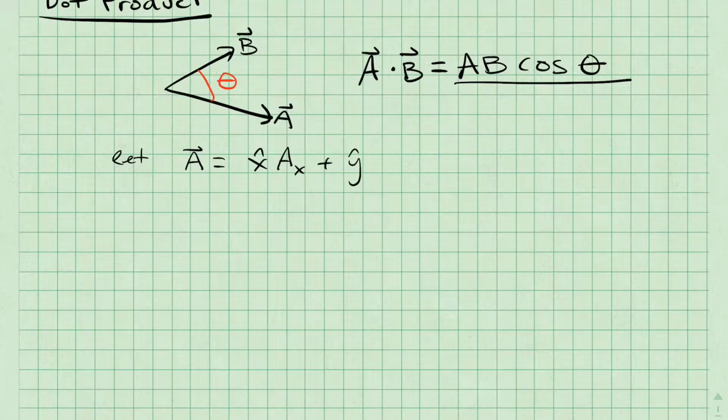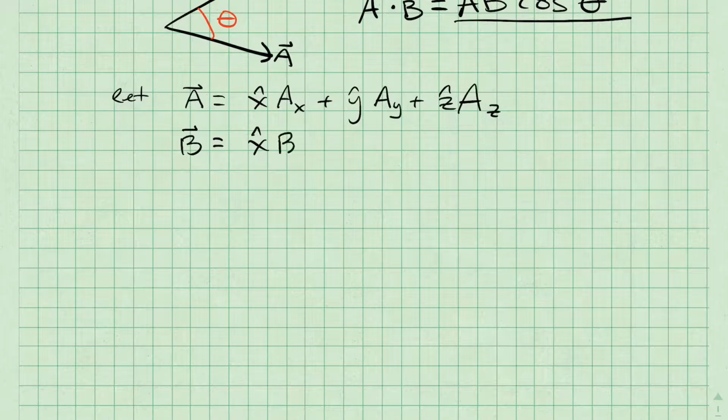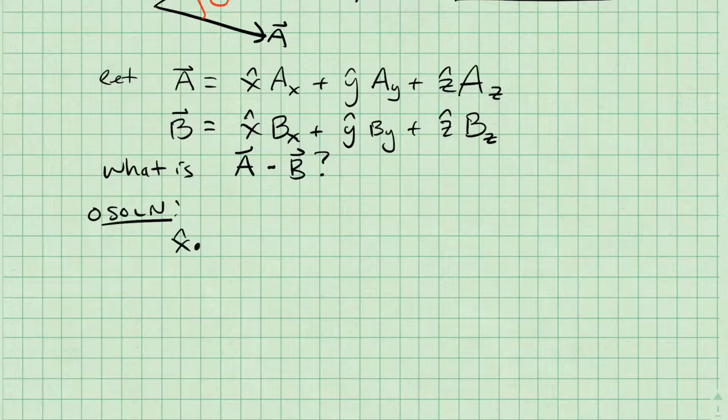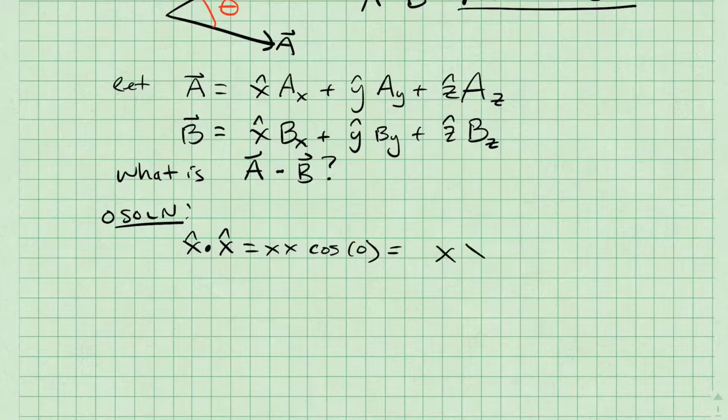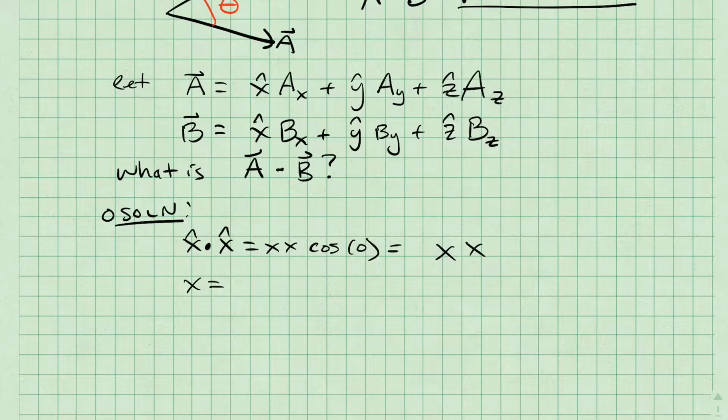Let's define two vectors a and b with their individual components identified in the Cartesian coordinate system. Given these vectors, the question we're going to ask is, what is a dot b? Well, to answer this question, we need some preliminary knowledge. Let's look at any unit vector dotted with itself. Let's consider x, for example.